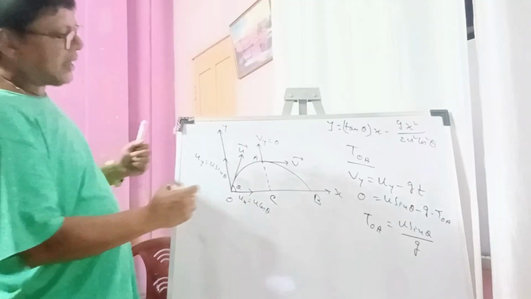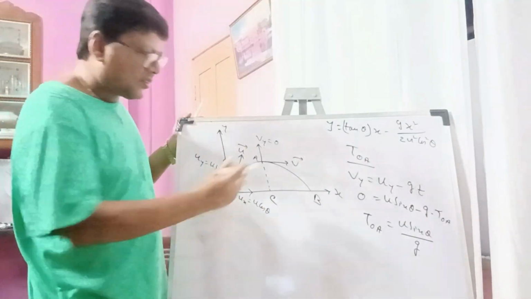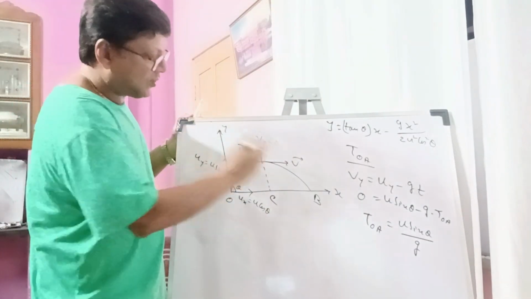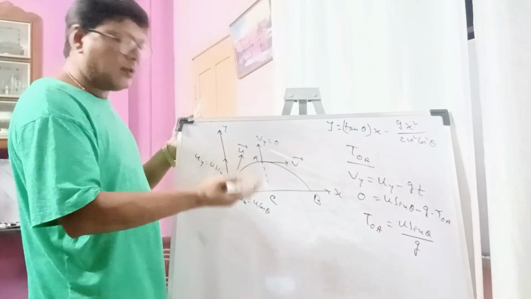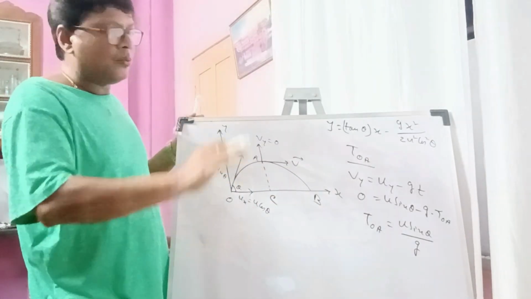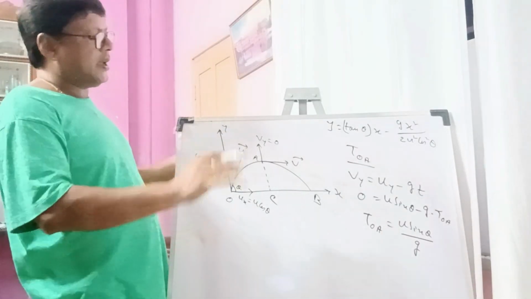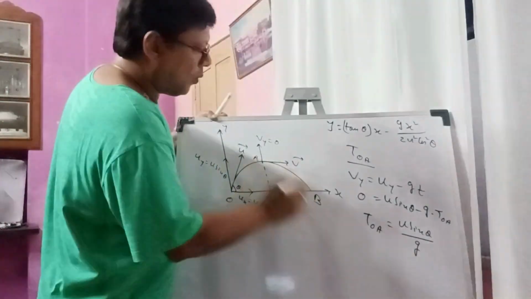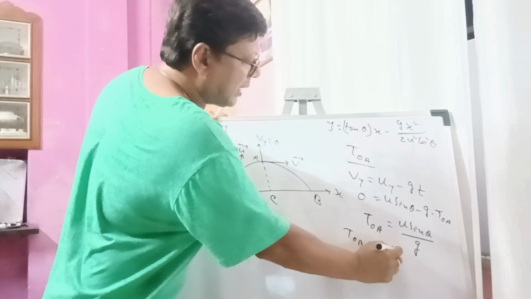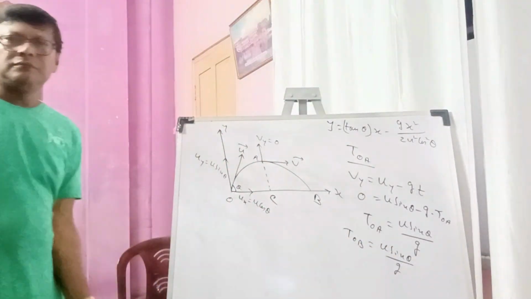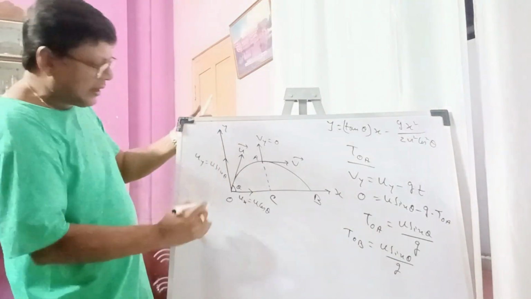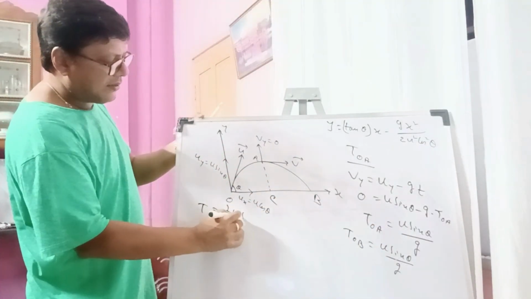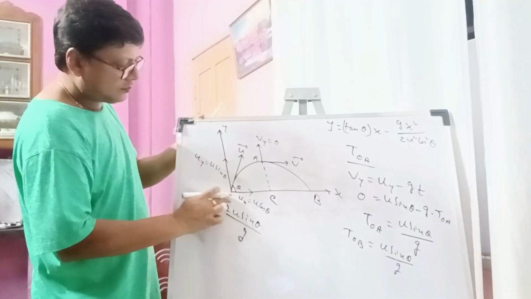What will be the time of descent, that is the time taken to reach from A to B? Same, because time of ascent equals time of descent in vertical motion. And it is a ground to ground oblique projectile, so it will be the same, because air is absent. We have assumed here that air is absent. So time of ascent equals time of descent. So TOB, time of descent, is the same thing, U sin theta by G. So what will be the total time of flight? U sin theta by G plus U sin theta by G. Adding, we have 2U sin theta by G.